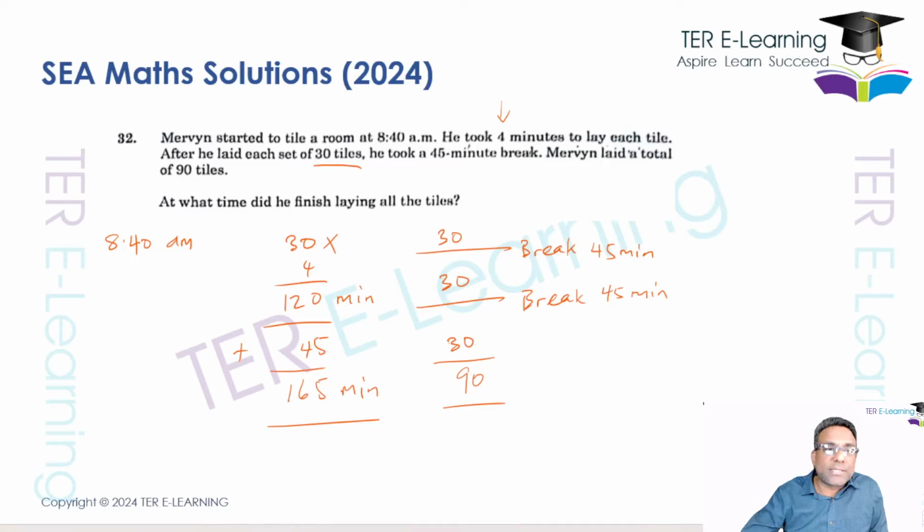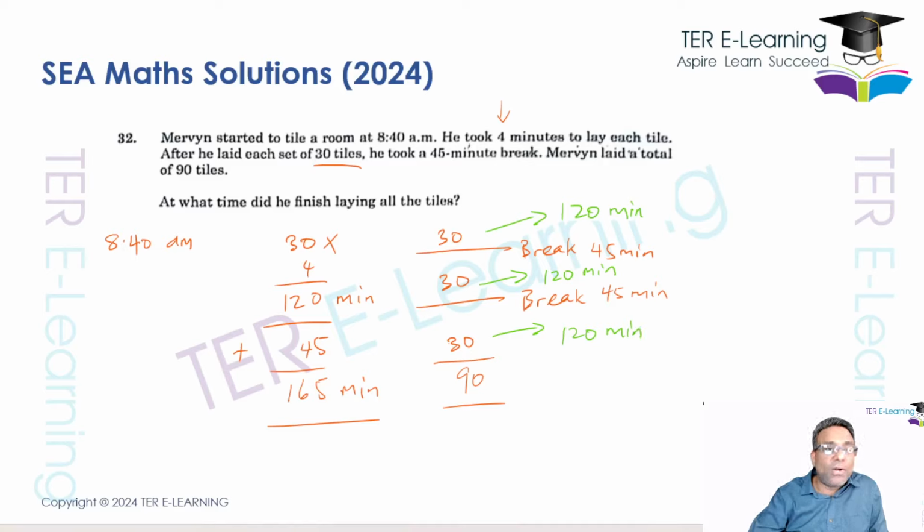Let me use a different color here. To lay the 30 tiles, that's 120 minutes, right? Then he took a break, 45 minutes. So he laid 30 more tiles, so that's 120 minutes again, right? Then he takes a break, and then he lays 30 more tiles to make up the 90. So that's our next 120 minutes here, right?